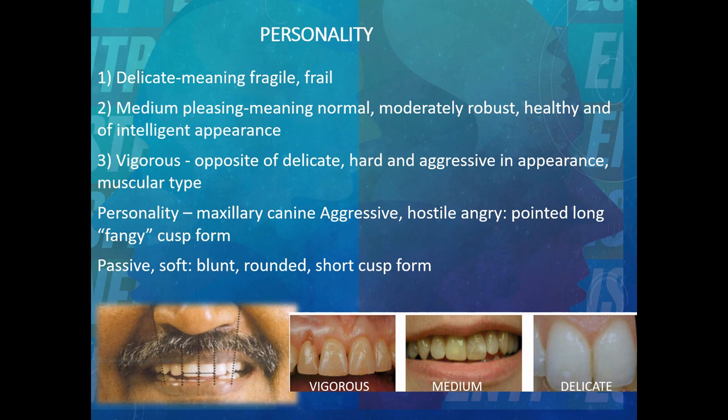So usually we select more squarish, larger teeth for vigorous people. And in case of executive people, their anteriors should be relatively smaller and more symmetrically arranged in a flat plane. And the maxillary canine arrangement also differs according to personality. In case of an aggressive patient, you can go for a pointed long fangy cusp, whereas in case of a delicate soft personality, you can go for a blunt rounded short cusp form.